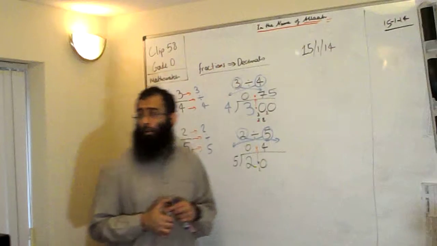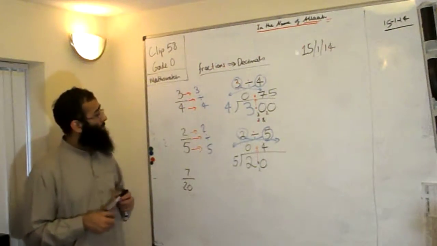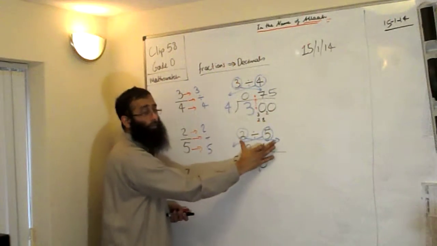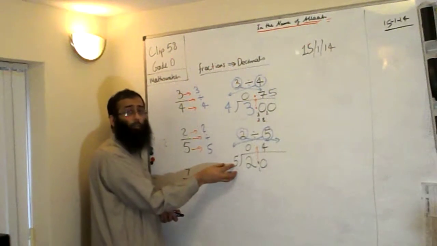Okay, I've finished my one. Same answer? Lovely. Let's quickly go through with this. 2 divided by 5. 2 divided by 5, written over here. Second number goes to the front of the bus stop method.